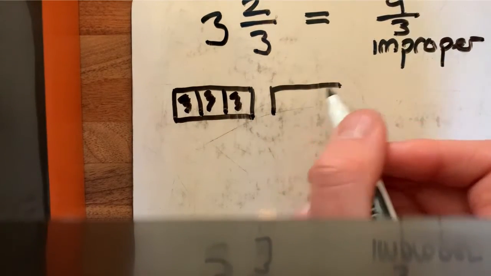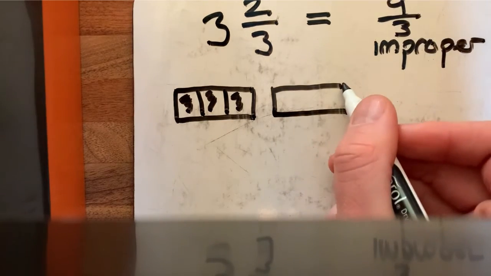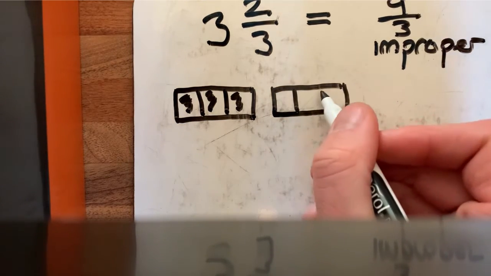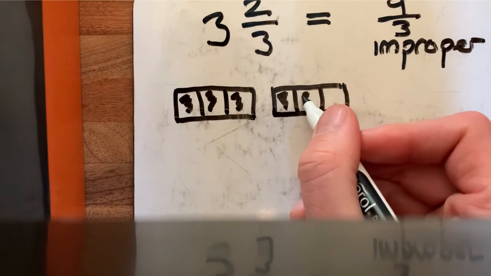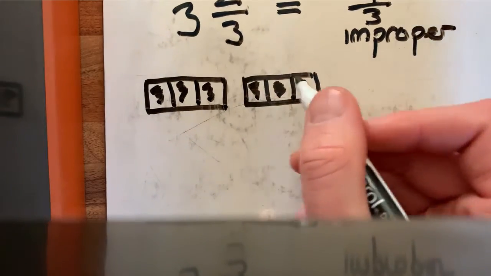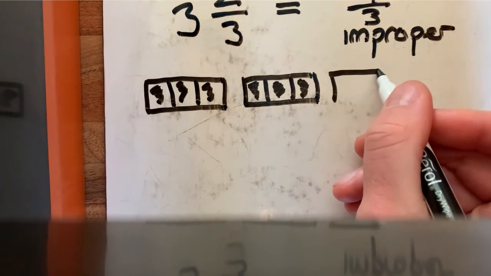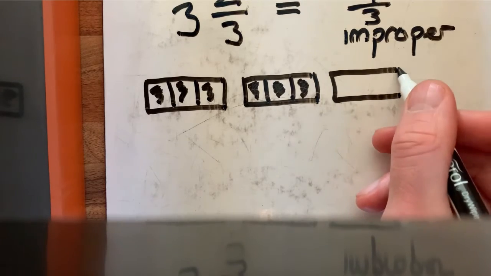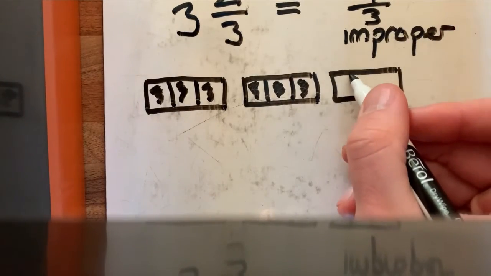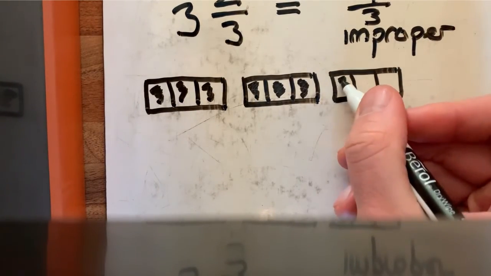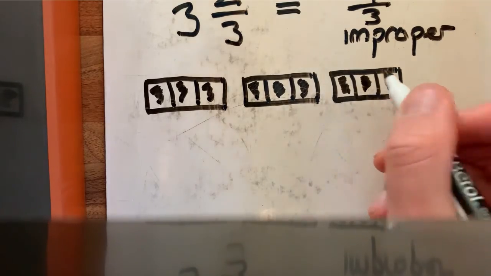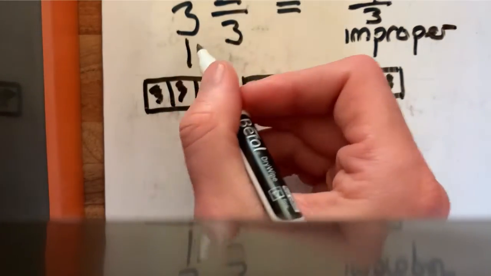So there's our first whole. There's our second whole. Again, it's split into 3 equal parts and we've got all 3. And then we've got our third whole. Because remember, we've got 3 wholes here. And we've got all 3 equal parts again. So we've represented our 3 wholes.